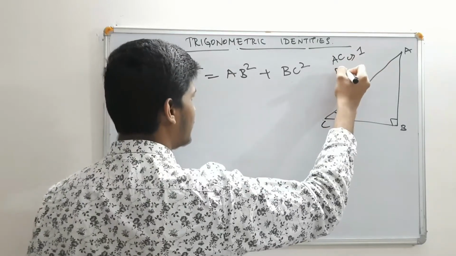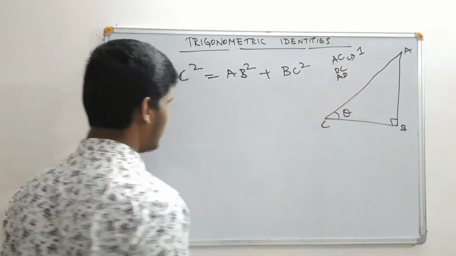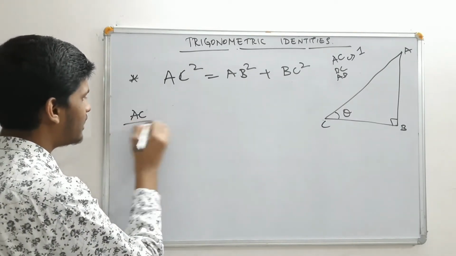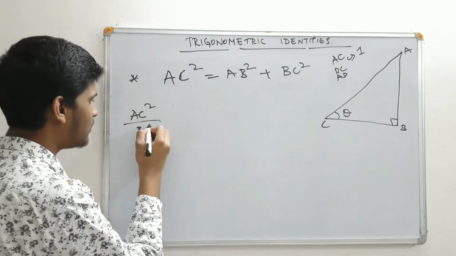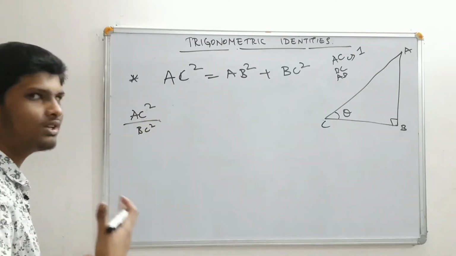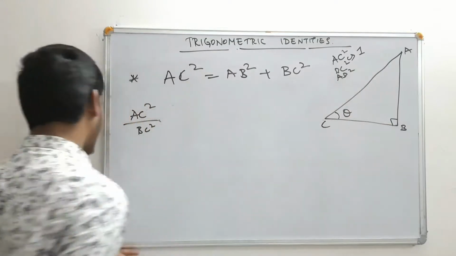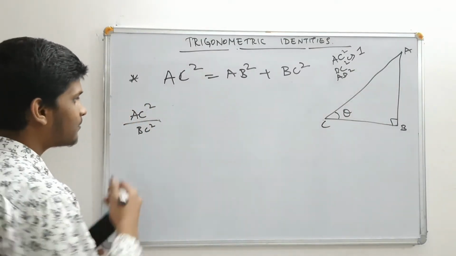So let's divide with BC also. Let's divide with AB also. Now let's choose BC. So if you divide by BC square, we'll take squares as we want, because all are squares there: AC square, AB square and BC square.